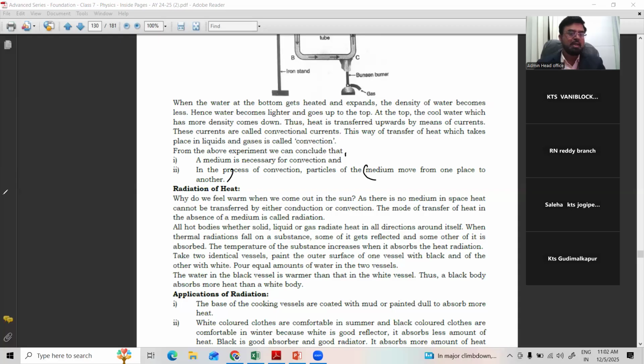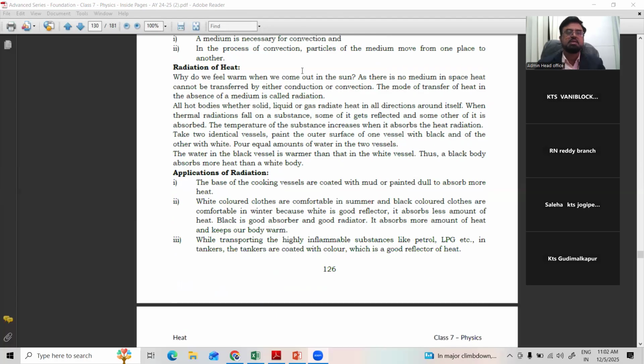Clear? And the last method, radiation. The last method of transmission of heat is radiation. It takes place generally from sunlight. It doesn't require any medium. It can take place even through vacuum.